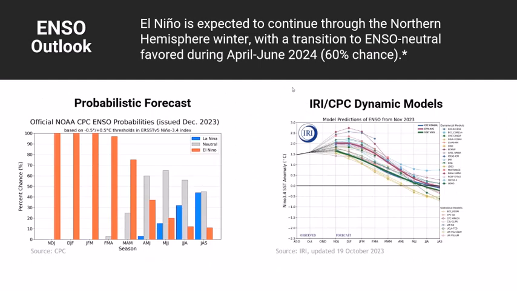Speaking about that, this is the official forecast, and as you can see, CPC has switched the forecast one trimester back. So now they're suggesting that we're going to go into neutral conditions in the April to June trimester, 60% chance. And you can see this in the probabilistic forecast.